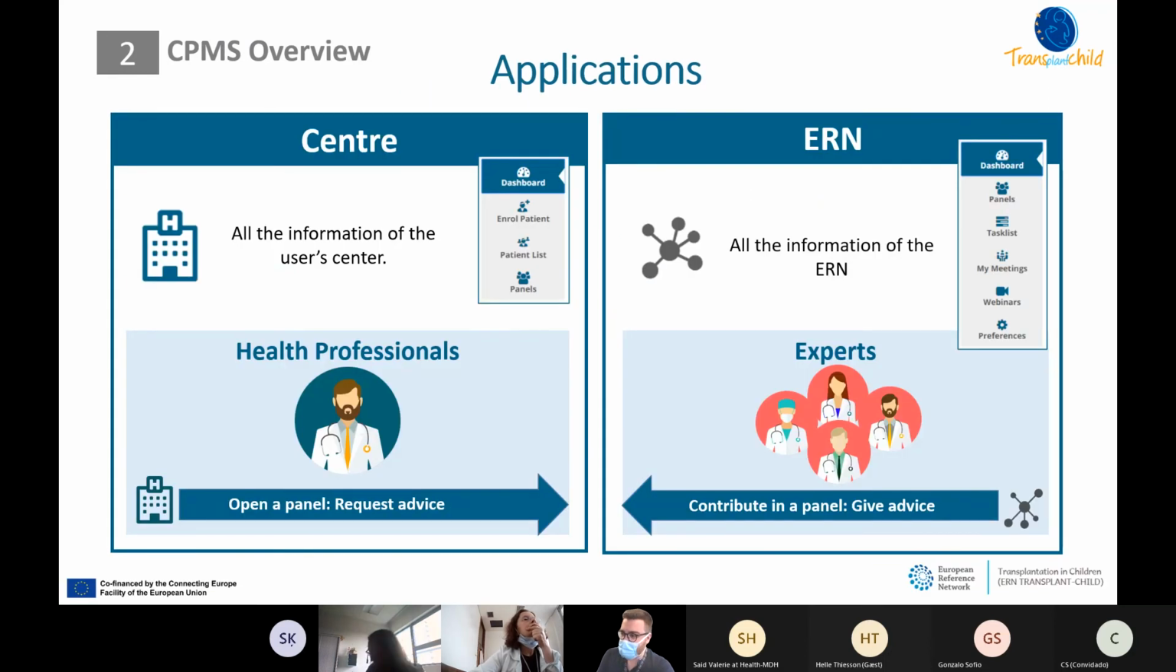Following, there are 2 different views you can see on the CPMS: the center and the ERN views. In the center view, you can see your main dashboard. You can enroll a patient, see the patient list in your center, and the panels regarding those patients. Whereas in the ERN view, you can see, again, your dashboard regarding all the centers in the ERN, the panels of the ERN, and different task lists you may have regarding contribution to panels or meeting participation.